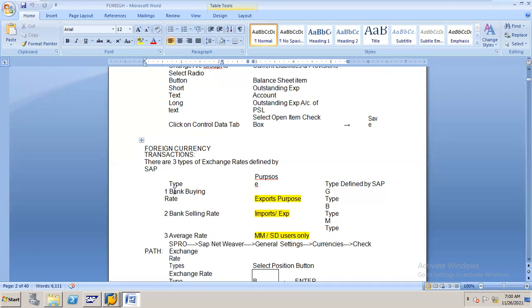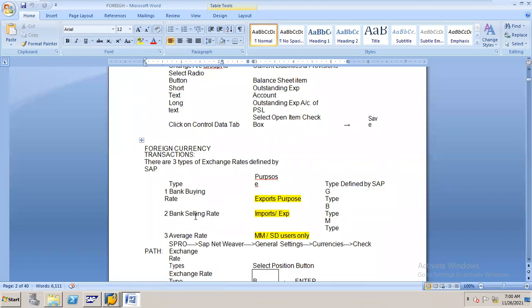What I'm telling is, bank buying means you are, suppose you are the N16 company code, selling USD dollars to the bank. Suppose you export something and received USD dollars from USA. Those dollars you are going to sell to the bank. The bank is going to buy from you. That is defined by the G type. Bank selling means you are buying from the bank.